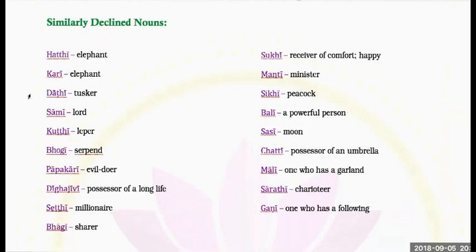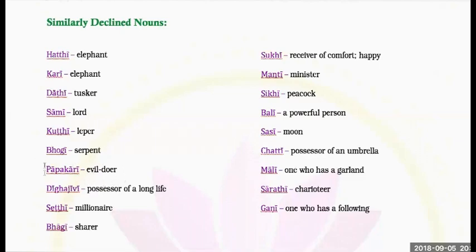I taught you the other word for elephant in Pali, that is gaja. If you know, it's okay; if you don't, we will learn it later on. Dathi means tusk. Sami, Lord. We also learned other words for this, like pati. Kutti means leper, a person who suffers from leprosy. Bhogi, serpent. Papakari, evil doer. Papa means evil or sin. Kari is doer. Karoti is to do, right? So papakari means evil doer.